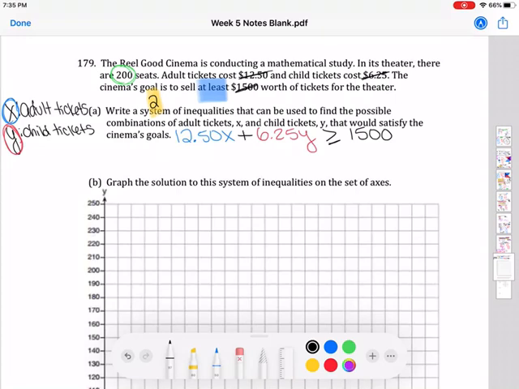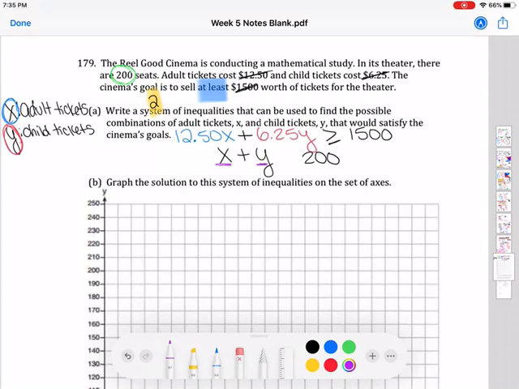So the 200 seats, think about the tickets. X represents the adult tickets. Y represents child tickets. If I add together the amount of adult tickets to the amount of child's tickets, my total should be 200 or what? Hopefully you're saying 200 or less.